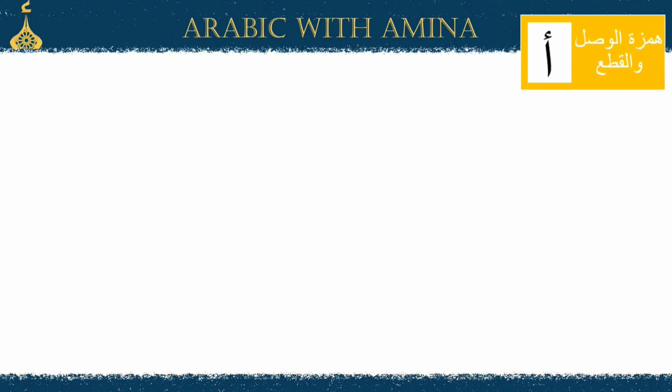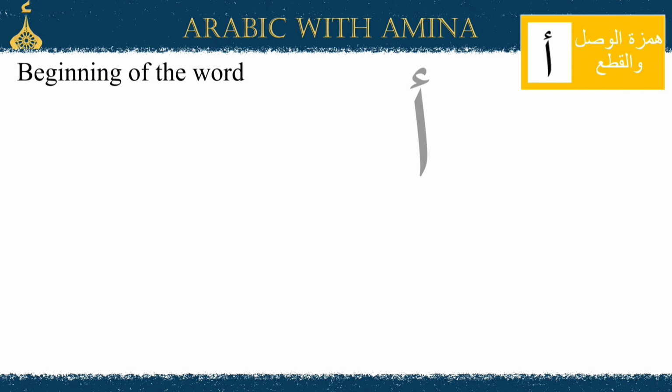In this video, we'll be focusing on Hamza in the beginning of a word, which can be either Hamzat al-Waṣl or Hamzat al-Qaṭ. We'll start off with Hamzat al-Waṣl. This type of Hamza isn't written explicitly. You'll see it like an Alif. However, it will not have the Hamza part on top. So it'll be a bare Alif.